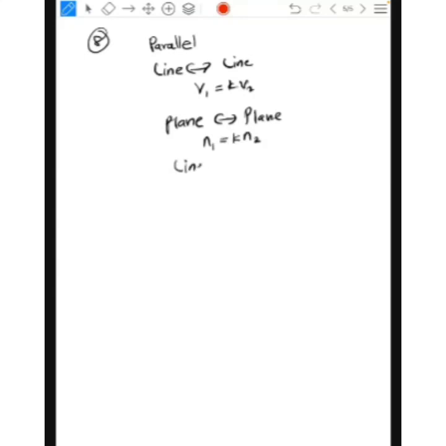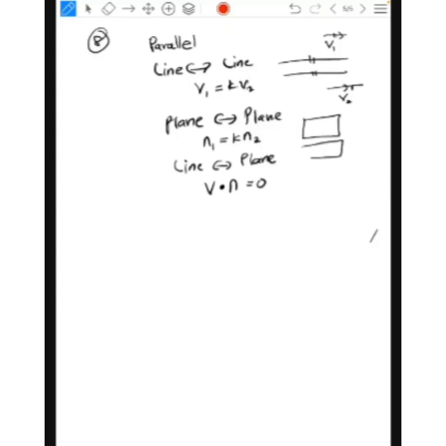But for line and plane, this is different, but we still use vectors. The vector v dot with vector n must be equal to 0. So this is line with line: you have v1 here and v2 here. If two lines are parallel, then the vectors also will be parallel. Then you have plane with plane, this plane has n1 and this plane has n2. If two planes are parallel, then the vectors also will be parallel. Selari lah kat sini dengan sini.